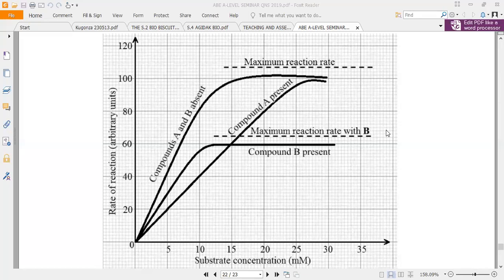Then Sharon Newton seems to have given us a very brief summary that I was actually looking out for. Compound A is competitive because the rate of reaction attains maximum at high substrate concentrations. Compound B is non-competitive because the rate of reaction attains maximum at low substrate concentrations. Now I will want to modify Sharon's response into what the response would be. Sharon is saying that compound A is a competitive inhibitor because the rate of reaction attains a maximum at higher substrate concentrations.